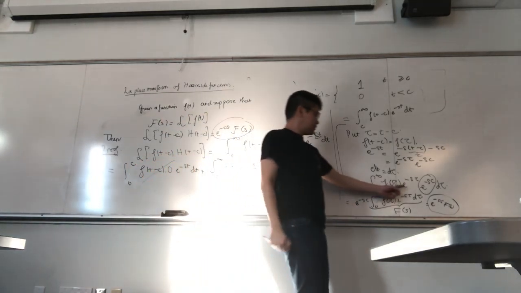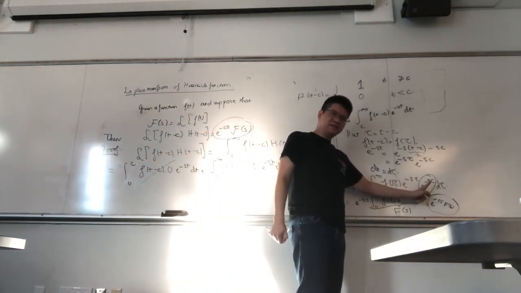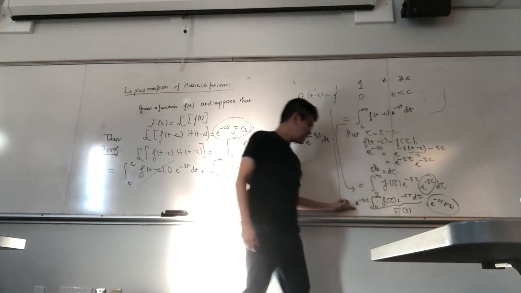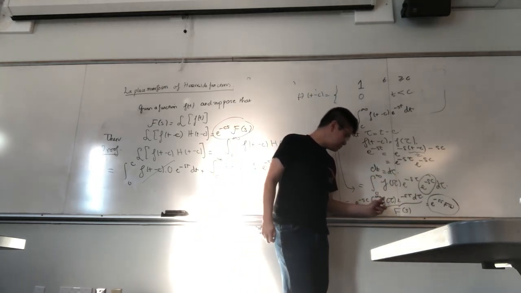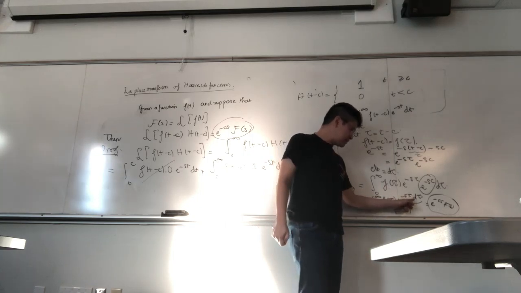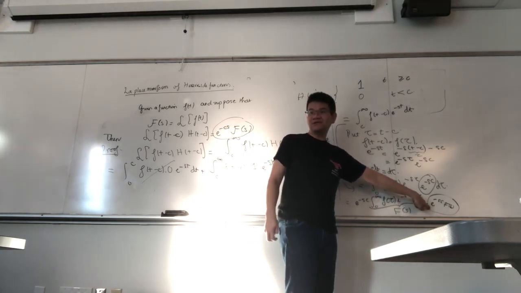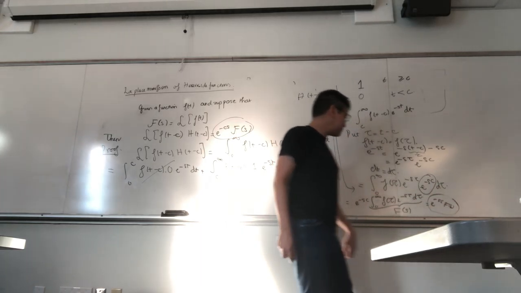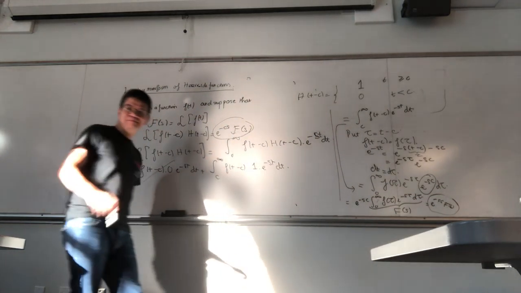I explain again. So here, e to the power minus sc doesn't have the tau, so it's not integrated. I can put it outside. The leftover is the integral from 0 to infinity of f tau e to the power minus s tau d tau, which is nothing but the Laplace transform of the function f. So basically, I have e to the power minus sc times the Laplace transform, which is this term. All right?